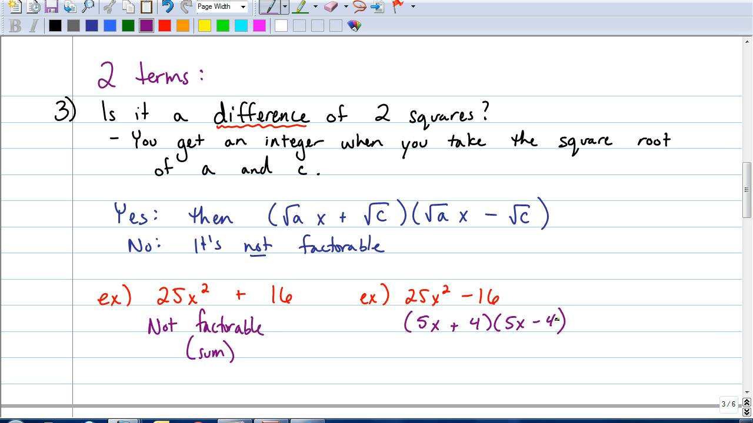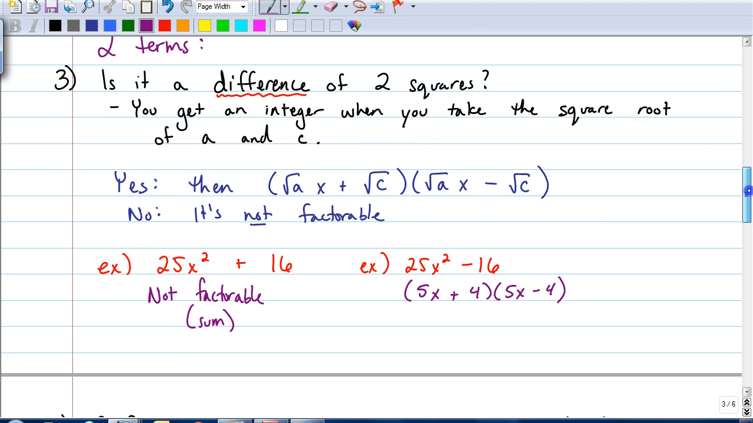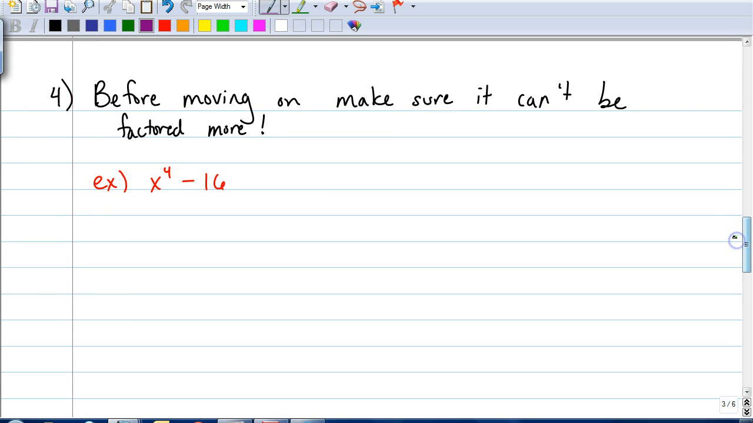Now, regardless of what our problem looks like, if I have 2 terms, 3 terms, whatever it is, the last step before moving on is to always make sure it can't be factored more. We want to make sure that it can't be simplified further. Let's look at this example. Here I have x to the 4th minus 16.